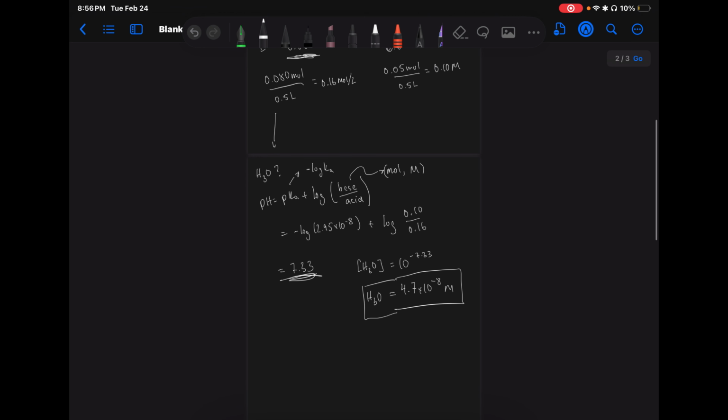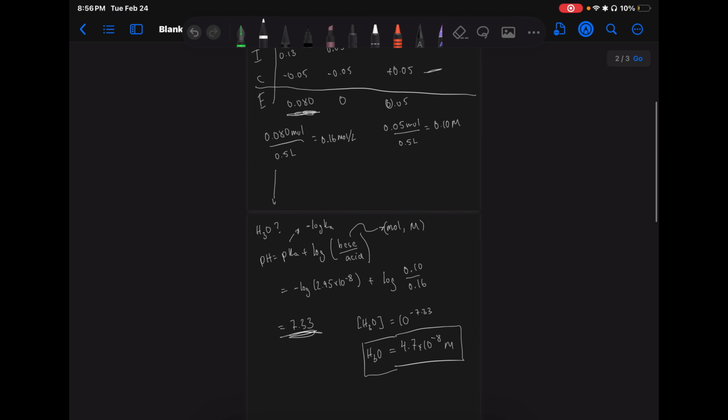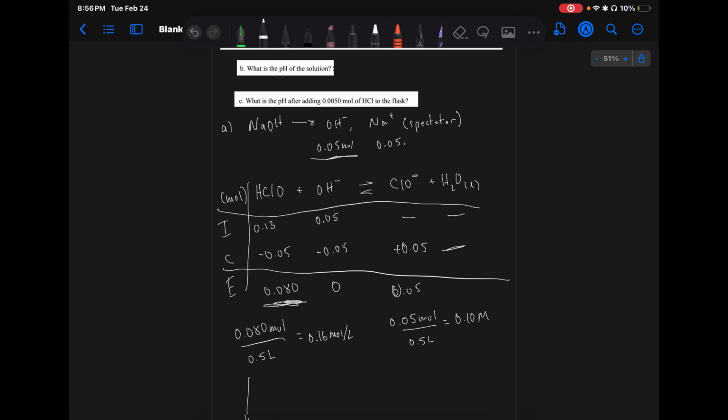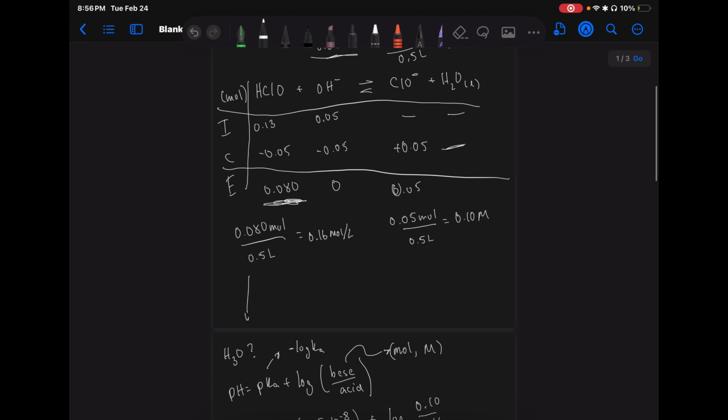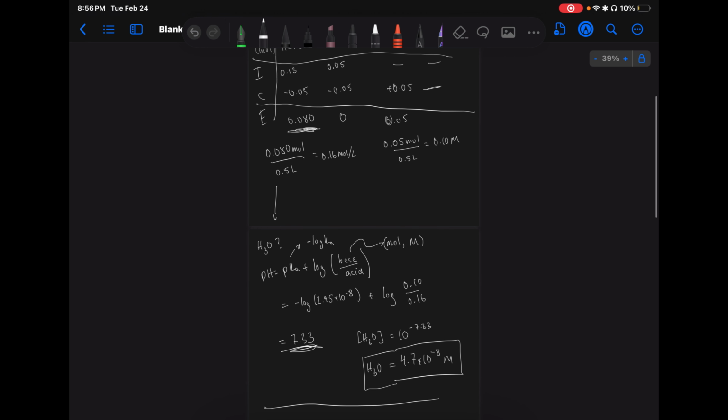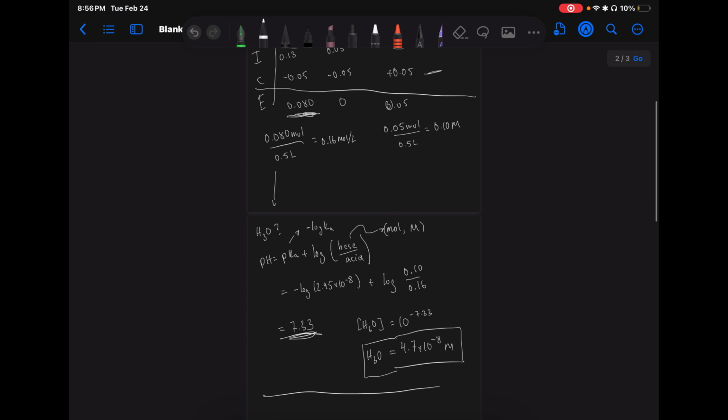So overall, the only things we're concerned about are H3O and NaOH. You do the divided by 0.5 liters, and then you'll get the concentration of OH minus. But yeah, you've got 0.16 moles per liter of HClO, 0.10 moles of ClO minus, and 4.7 times 10 to the negative 8 moles per liter of H3O. So that is part A. Honestly, that was way more complicated than I thought it would be.